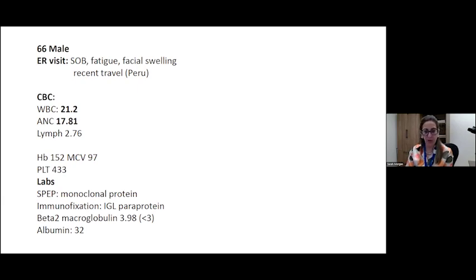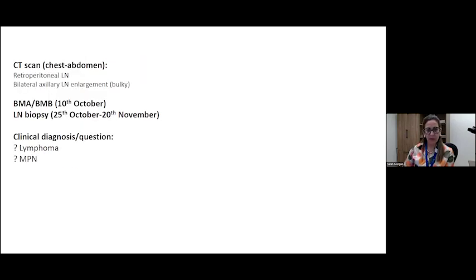The beta-2 microglobulin, I'm sorry, there is a typo, was slightly elevated and the albumin was low. When the patient went ahead to do some imaging, CT scans of the chest and abdomen were done because the patient had shortness of breath and they were thinking, will this be a pulmonary embolism or something infectious from his travel? But they revealed retroperitoneal lymphadenopathy and bilateral axillary lymphadenopathy, which were really bulky in size.